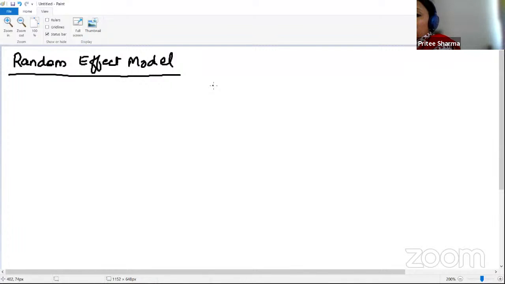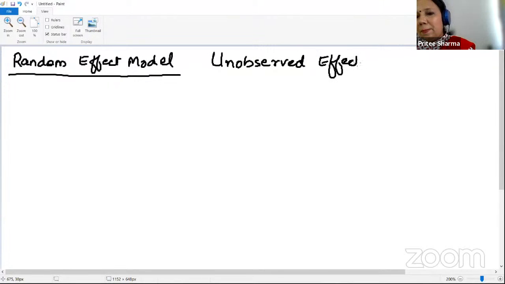Oh, okay, I missed one more thing. Fine, so let's start with the random effect model. This is also known as the unobserved effects model. We'll see why we do that.